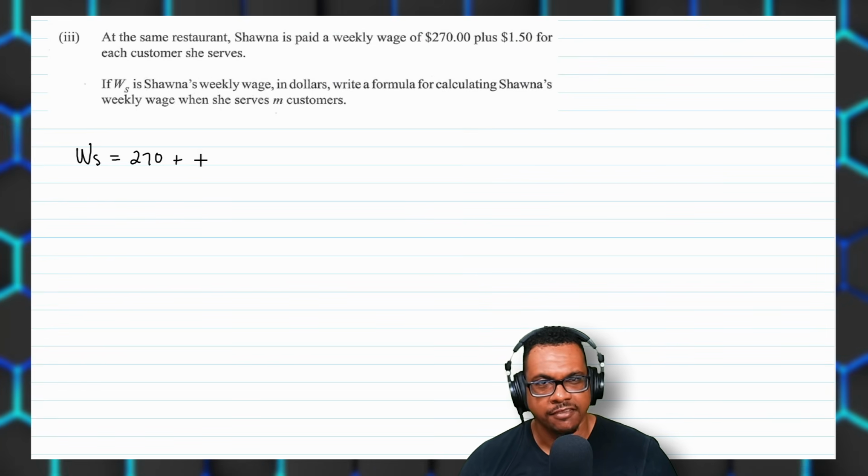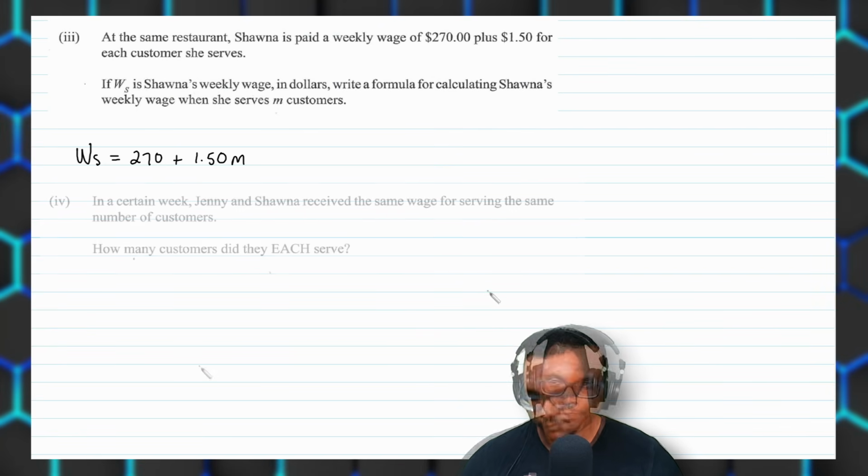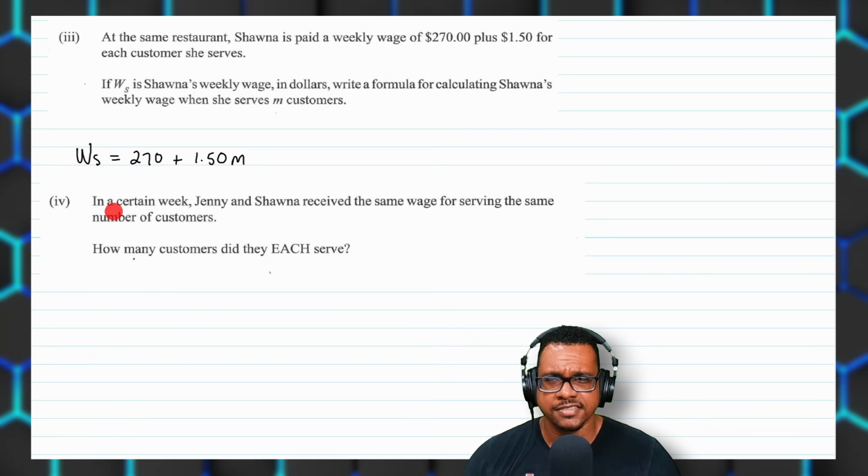I'll put it the same way they have it, because for Jenny it was 90 cents, and I put 0.90. So for here, we'll put the $1.50 like this times M. And this will be a formula for Shauna's weekly wage. Now here we have in a certain week, Jenny and Shauna received the same wage for serving the same number of customers. How many customers did they each serve?